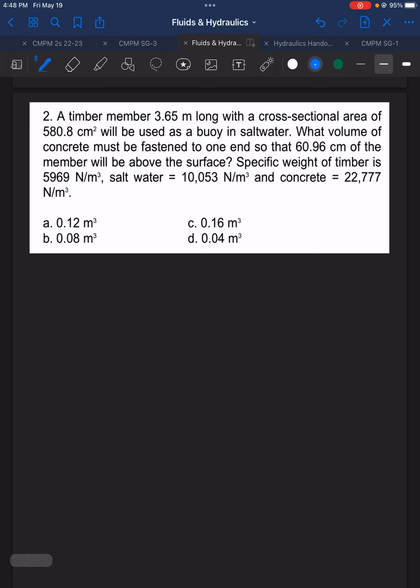Let's go to number 2. A timber member, 3.65 meters long, with a cross-sectional area of 580.8 square centimeters, will be used as a buoy in salt water. What volume of concrete must be fastened to one end so that 60.96 centimeters of the member will be above the surface?